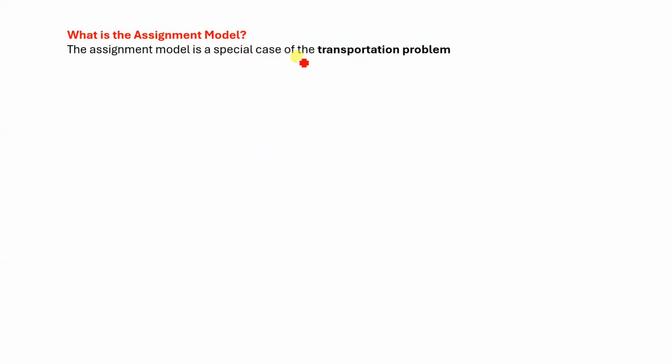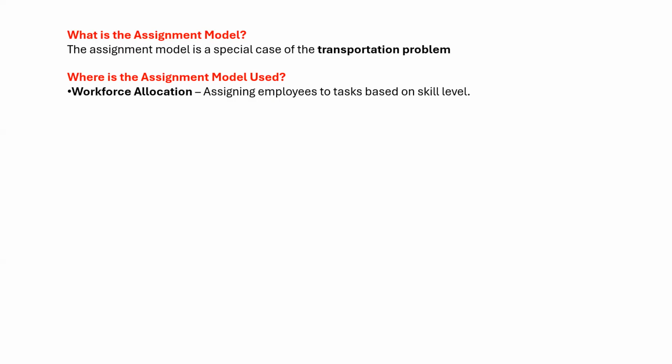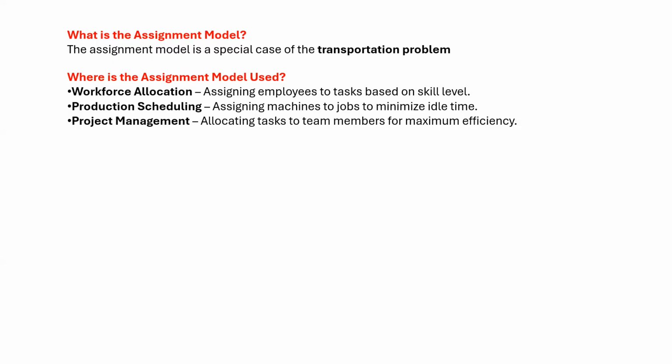That is assigning tasks efficiently while minimizing costs or maximizing efficiency. And such type of models are called assignment models. An assignment model is a special case of a transportation problem where we aim to assign a set of tasks to a set of agents like workers, machines, or jobs in the most optimal way. Each assignment has an associated cost, and our objective is to minimize the total cost or maximize efficiency. So, such models occur in case of workforce allocation, production scheduling, project management, or sports team selection, etc.